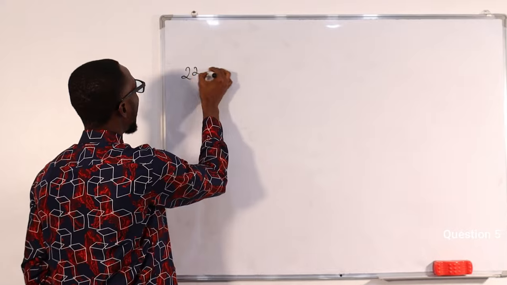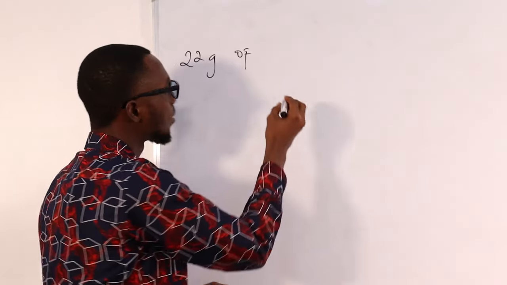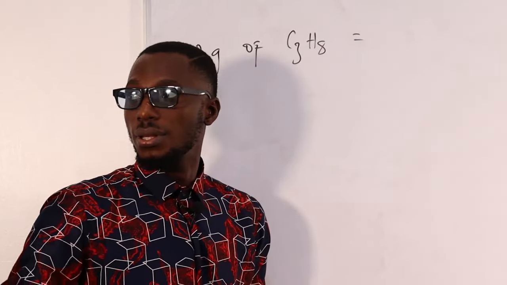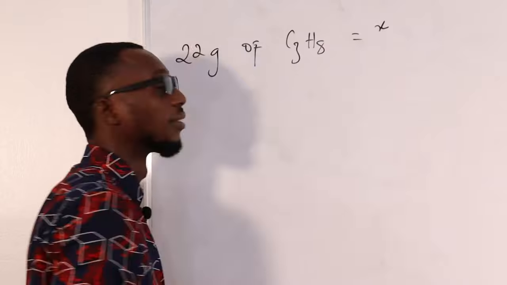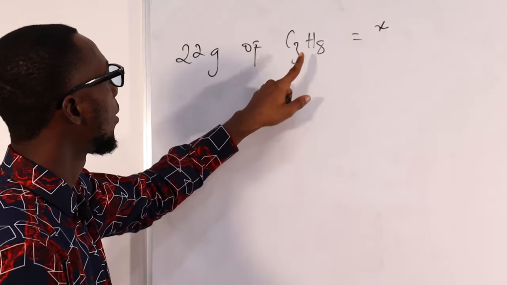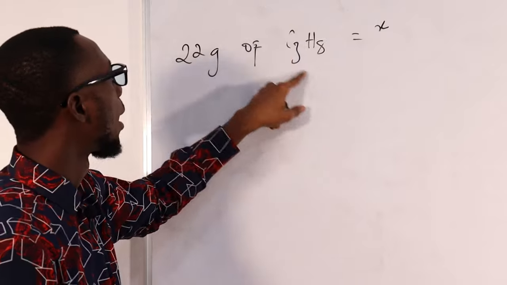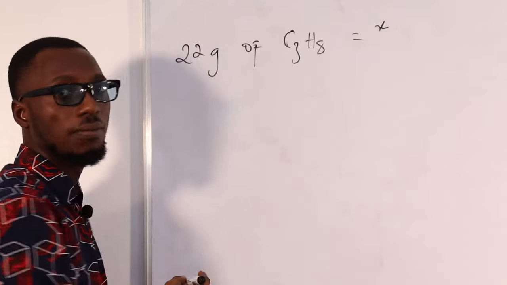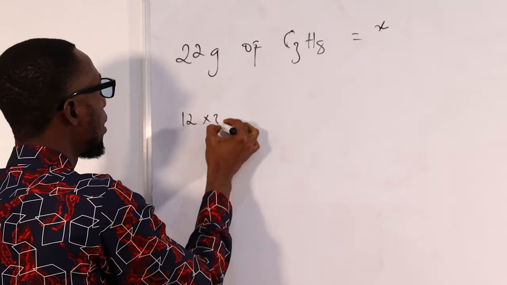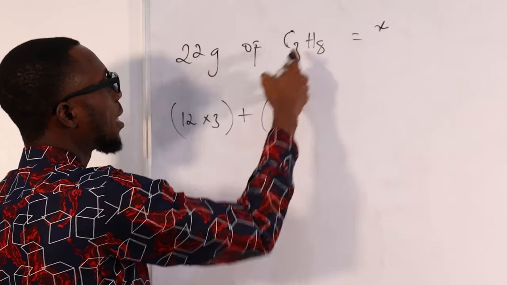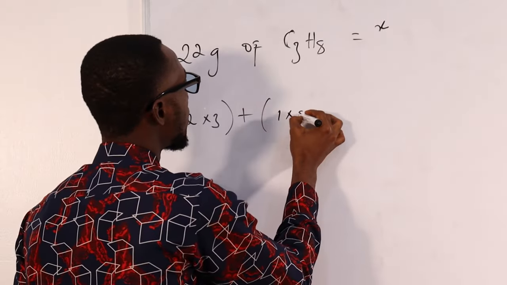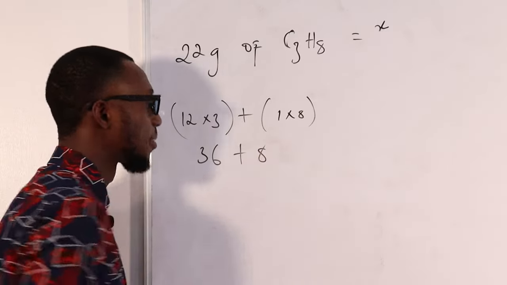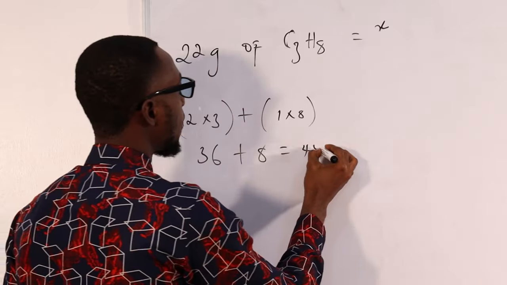So we can see that 22 gram of propane, C3H8, occupies what? That's what we don't know. Normally, let's see what is the molar mass of this gas that we have here. We have 3 atoms of carbon, and we know carbon is 12, that is 12 times 3, plus we have 8 atoms of hydrogen, that is 1 times 8. 12 times 3 makes 36, plus 8, and that gives us 44 gram.